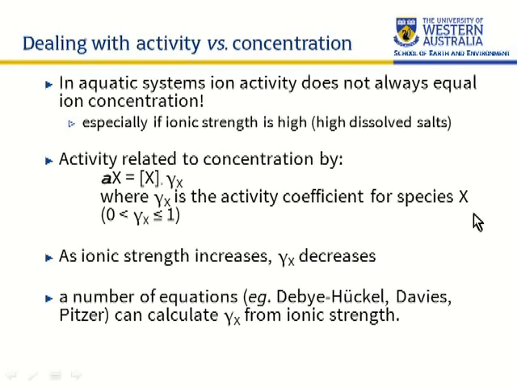Now I did mention that we would come to this, I'll go through this fairly quickly, how we deal with the differences between activity and concentration. So, first of all, activity, which is the parameter which we actually use to define equilibrium constants, not actually concentration. They're not always equal, and that's particularly the case if we have high salt concentration in our solution. Now, activity is related to concentration, so the activity of any substance dissolved in water, X, is equal to its concentration times an activity coefficient, which are usually constrained to be between 0 and 1.